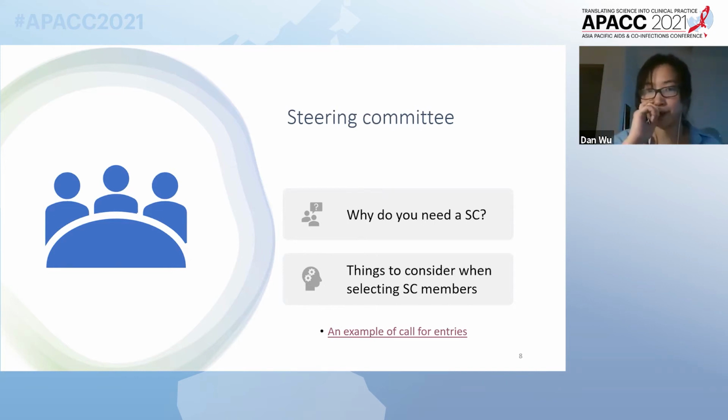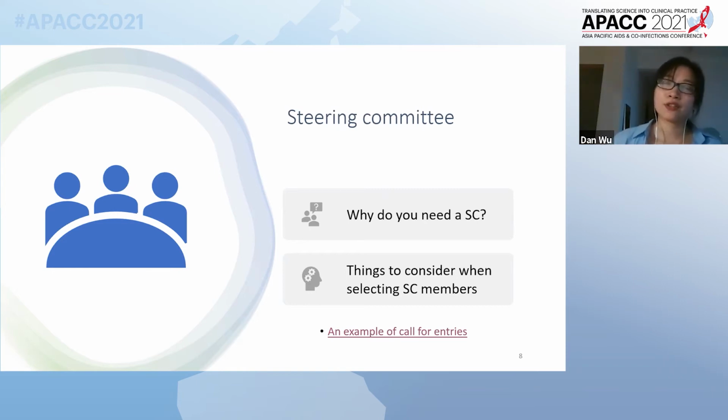And also the steering committee will be thinking about designing an incentive structure or prize structure to encourage participation, as well as, for example, designing evaluation criteria or a judging rubric, so that you will be able to evaluate your submissions using those predefined criteria.